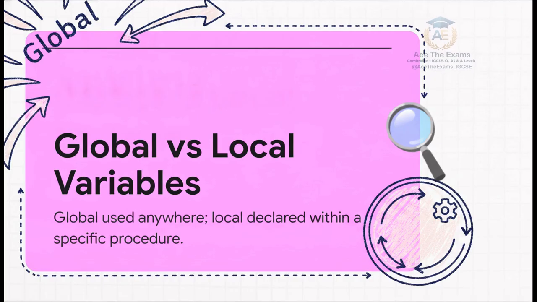First, let's secure these Cambridge safe definitions, because imprecise wording here is where most students just hemorrhage marks. A global variable can be used anywhere in the program. A local variable is declared within a specific procedure or function. Actually, scratch that. It's not just declared there. It ceases to exist once that procedure finishes. If a question asks you to compare them, you absolutely cannot just say one is big and one is small. You must use the terms anywhere in the program and declared within a specific procedure.